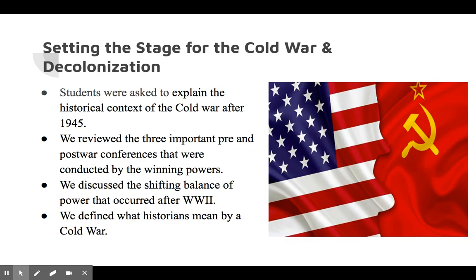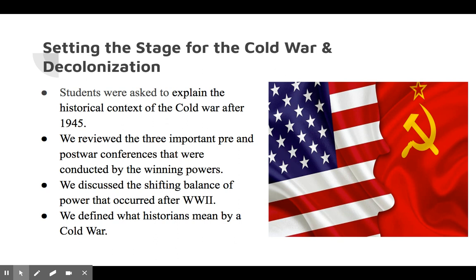The first section that we worked on was called Setting the Stage for the Cold War and Decolonization. Students were asked to explain the historical context of the Cold War after 1945. We reviewed 3 important pre- and post-war conferences that were conducted by the winning powers in locations such as Potsdam, Yalta, and Tehran. And we discussed the shifting balance of power that occurred after World War II, where the United States and the Soviet Union became the preeminent powers.